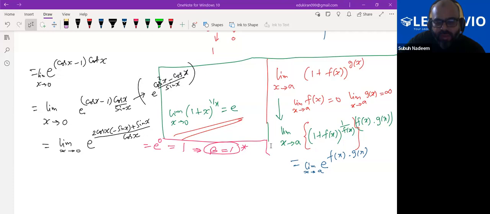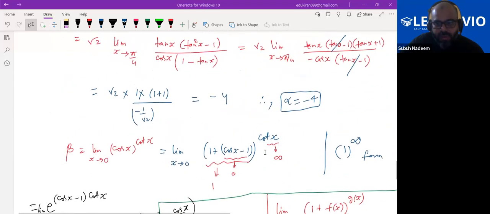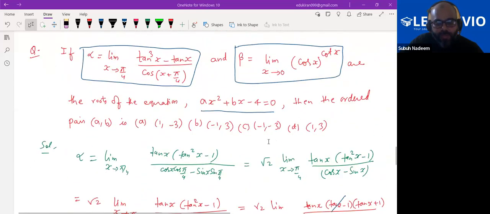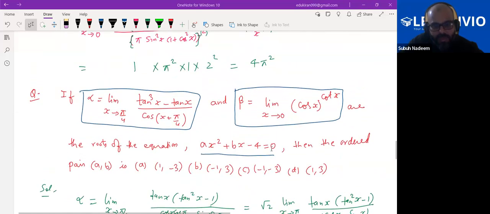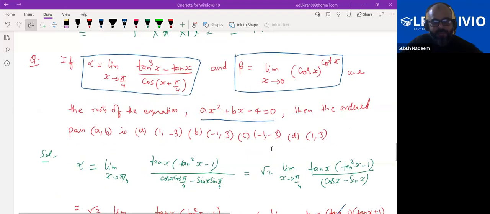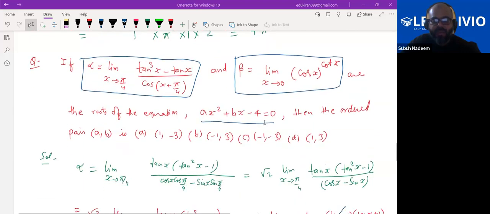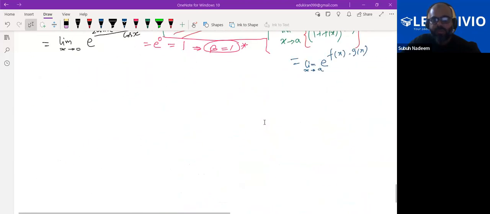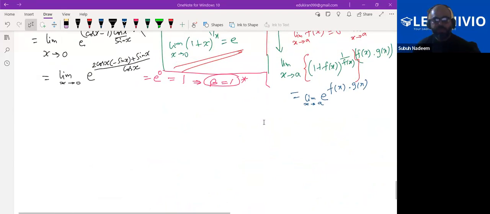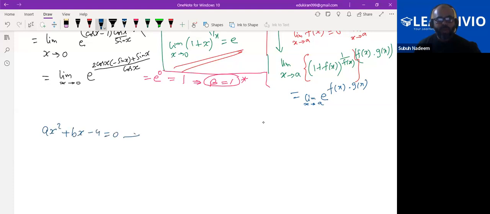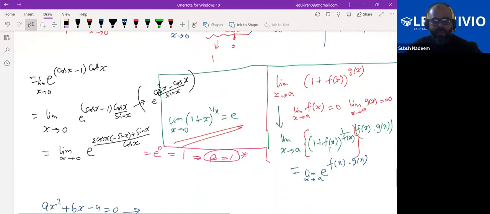So now you have got the value of alpha and beta. Alpha is equal to -4 and beta is equal to 1. Now ax square plus bx minus 4 equal to 0 are having the roots... no, no. This is actually you have to find a and b, and alpha and beta are the roots. So ax square plus bx minus 4 equal to 0 are having roots alpha is -4 and beta is 1.